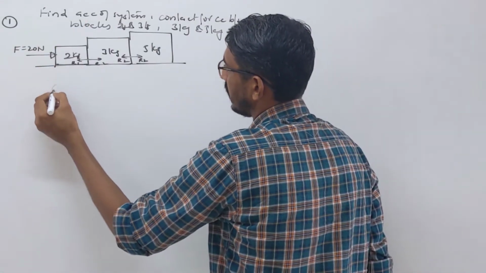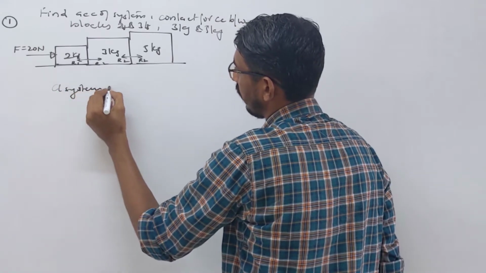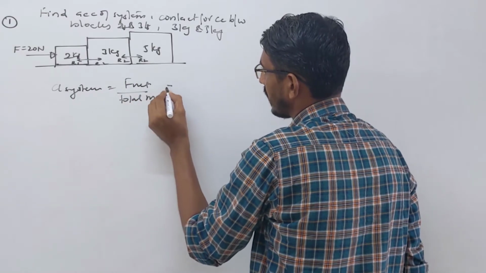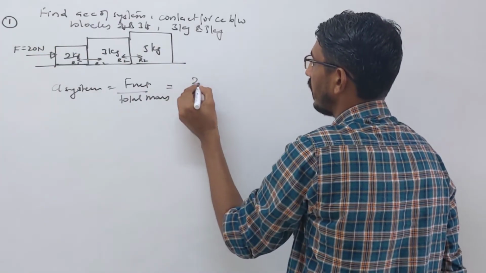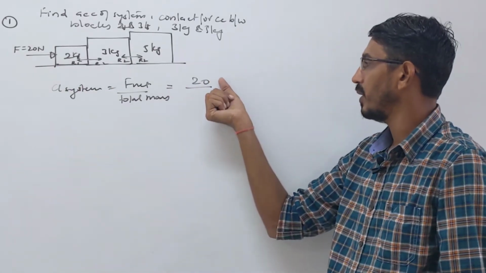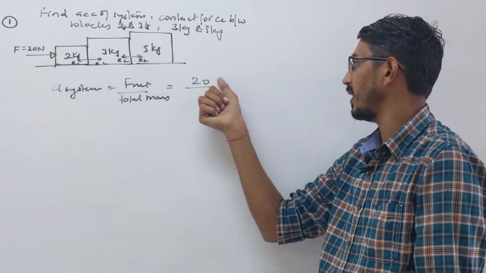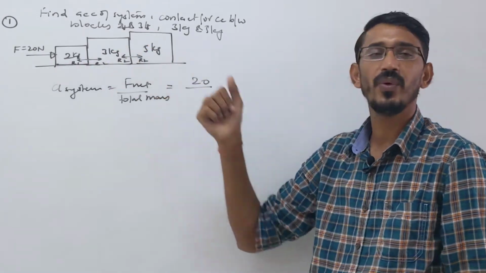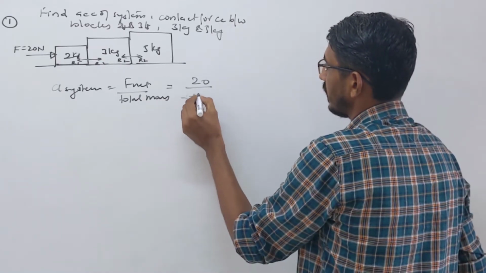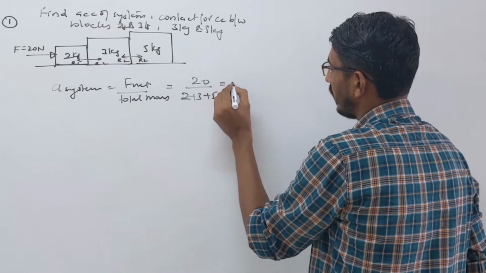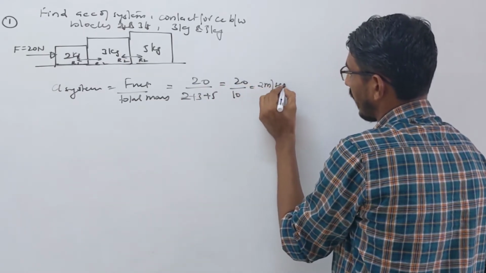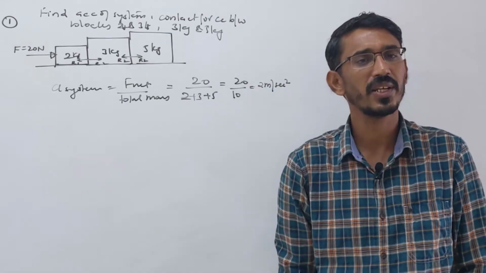Let's find the acceleration of the system. The formula is net force divided by total mass, a simple formula. The net force acting is only 20 Newton. When friction comes, friction is always an opposing force, so we would subtract it: 20 Newton minus friction forces F1, F2 and F3. We will calculate that later. Total mass is 2 plus 3 plus 5, which is 10. So 20 by 10 becomes 2 meter per second square. This is the acceleration of the system.